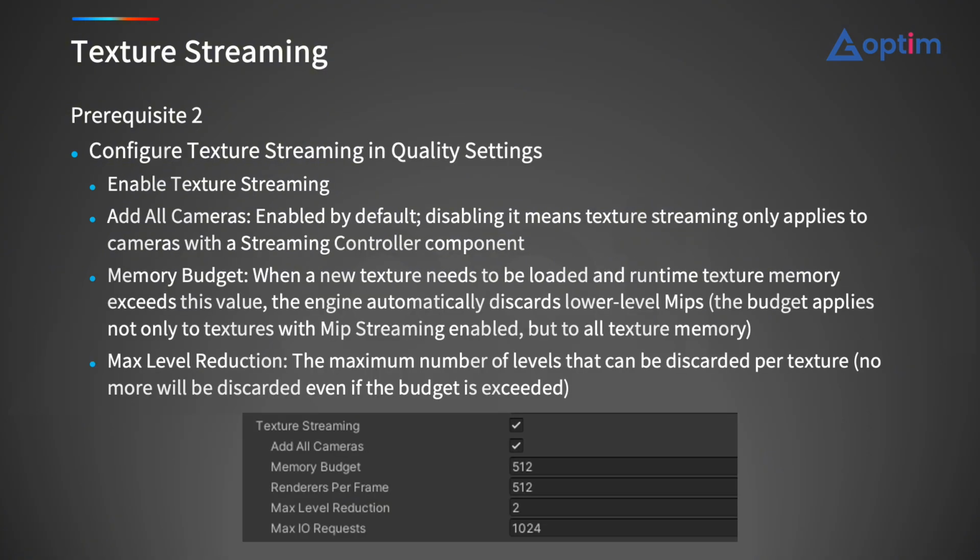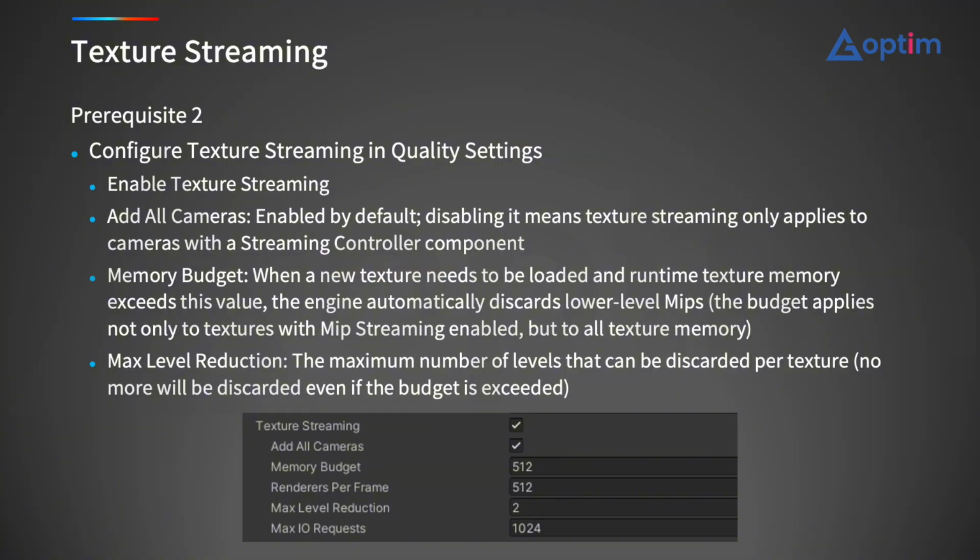Second, global streaming settings must be enabled. Inside player settings, quality, texture streaming, you need to activate the streaming system. In some engine versions, simply checking the setting in the editor may not guarantee runtime activation. For production stability, we recommend enabling it programmatically through API. Once enabled, several important parameters appear. The first is Add All Cameras. By default, this option is enabled. It means all camera rendering textures are included in the streaming calculation. If disabled, only cameras with a streaming controller component will participate.